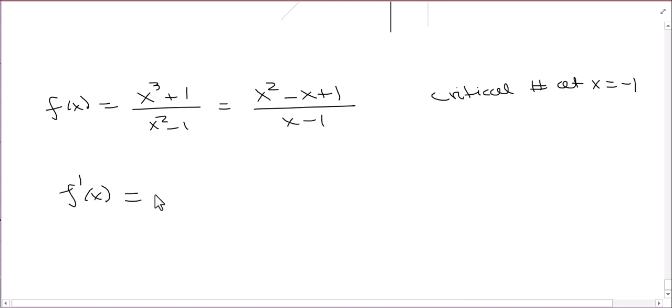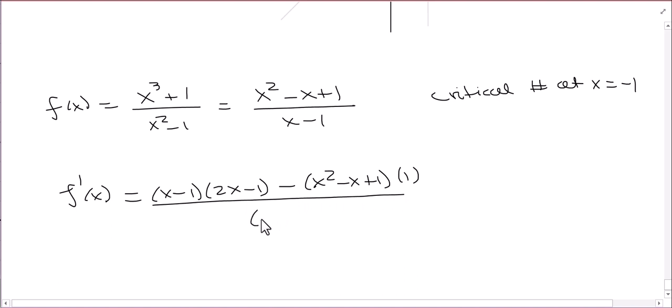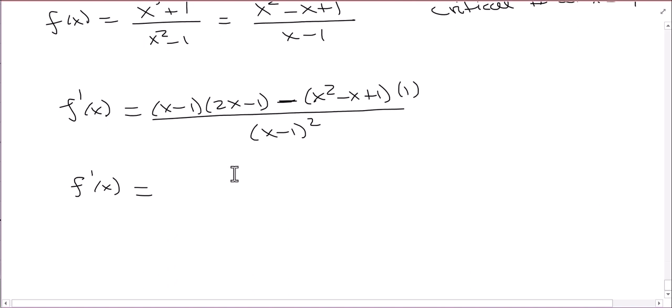So the quotient rule: bottom times the derivative of the top, minus the top times the derivative of the bottom, which is just 1, all over the bottom squared. Be careful to resist the urge to say, oh, I can cancel those x minus 1s. You can't, right? Because you have that minus there. So simplify. Can we factor anything out? If you can't factor anything out, that's when you go to multiplying everything out. So I'm going to have x minus 1 squared on the bottom.